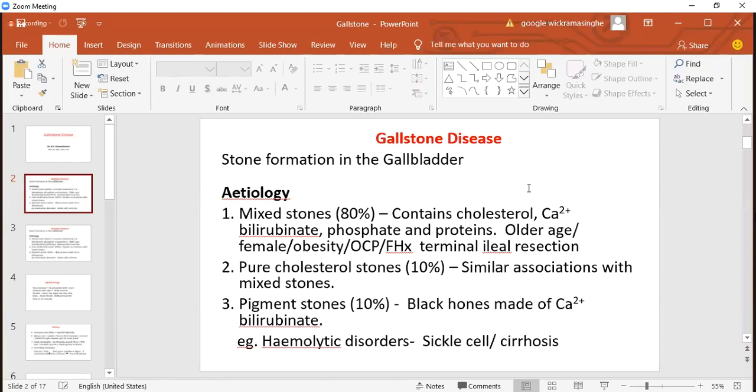The second type of gallstones is pure cholesterol stones, about 10% of all gallstones. It again occurs in similar association with mixed stones. The third one is pigment stones. Again roughly 10% of gallstones are pigment stones. They are black stones made of calcium bilirubinate. These pigment stones occur in people with hemolytic disorders, for example sickle cell disease, and in patients with cirrhosis.